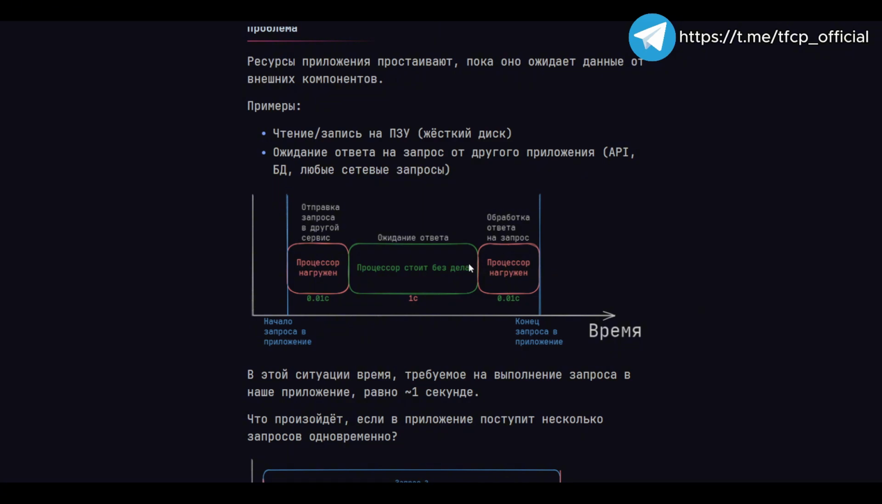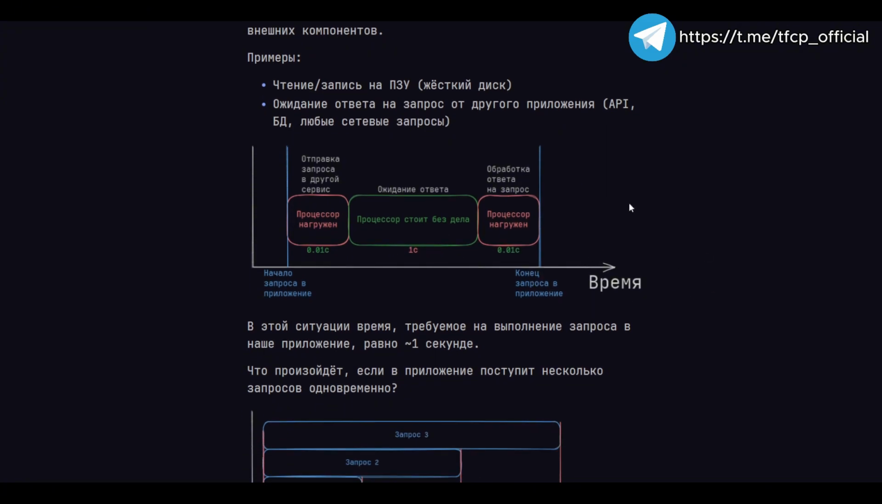And then, when we receive the response, we process it. Here, our processor is also loaded, and this is also negligible compared to the wait time, 1/100th of a second. From this, it follows that the execution time of the request in our application is approximately 1 second. We will typically disregard these hundredths of a second because they are not comparable to 1 second, and they are typically considered negligible.